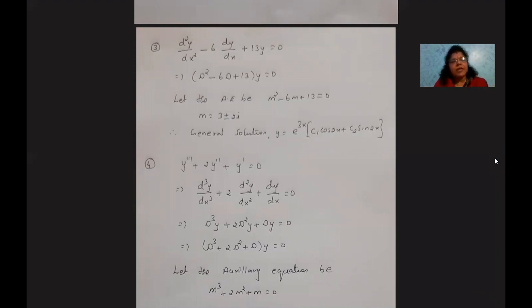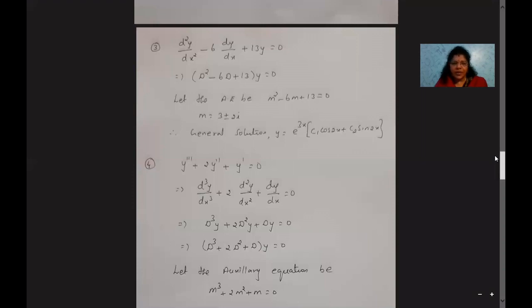This third problem comes under the third category of the complementary function. What is the third category? If it is a complex root. What is a complex root? Alpha plus or minus i beta. What is the value of alpha here? 3. What is the value of beta here? 2. So let me put the value of alpha as 3 and beta as 2 in the given solution of case 3. We'll obtain the general solution as y is equal to e power 3x into C1 cos 2x plus C2 sin 2x.